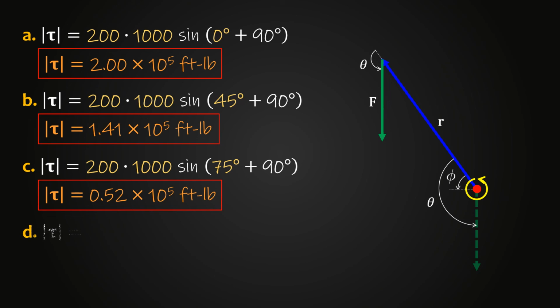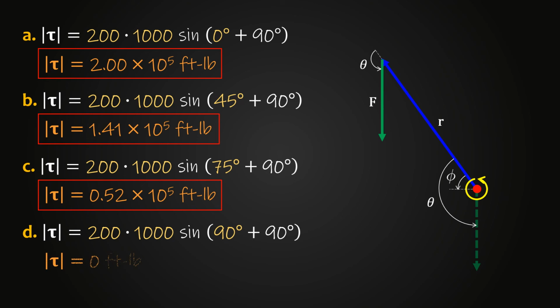D. Use phi as 90 degrees. This means that the value of torque is equal to 0 foot-pounds. We can conclude from this example that the torque, or the tendency of the body to rotate, is the greatest when the boom is parallel to the ground, but the torque is the least when the boom is perpendicular to the ground.